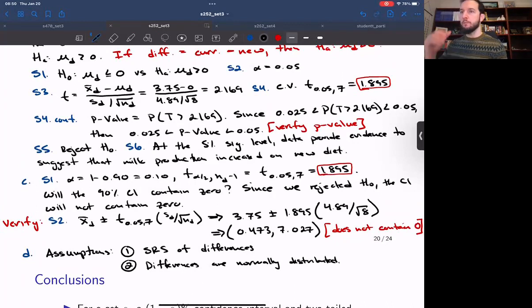And then we assume that the population of differences, so the differences between all cows that are being subjected to these two diets, would be normally distributed. And we can check that by, for example, building a QQ plot of the differences and then just evaluating that QQ plot, or normal probability plot. Sorry, I use QQ and normal probability plot interchangeably. All right. Any questions?